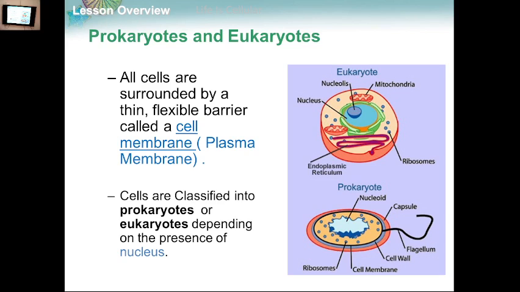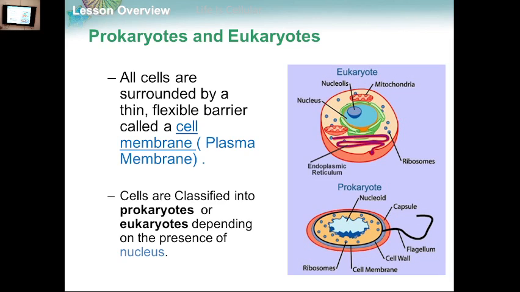All cells are surrounded by thin flexible barriers called the cell membrane, which has another name, the plasma membrane. So, the most important structure in the cell is called the cell membrane. Cells are classified into either prokaryotes or eukaryotes, depending on the presence of the nucleus.